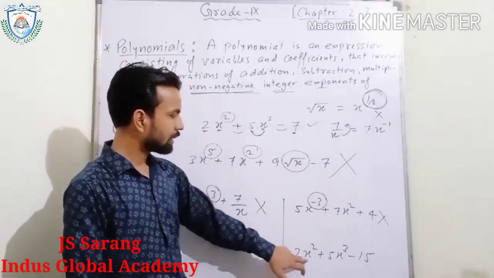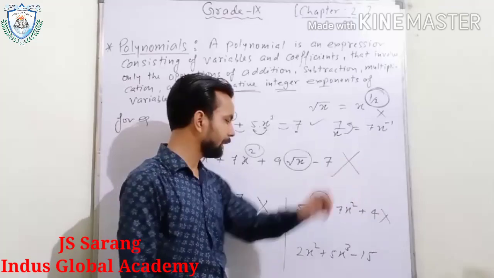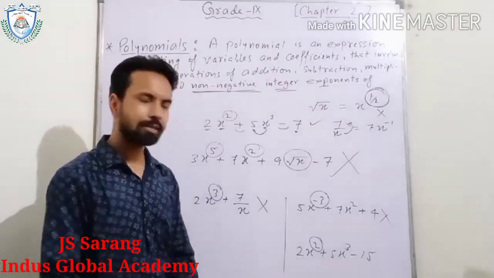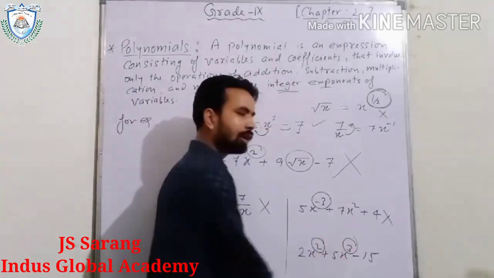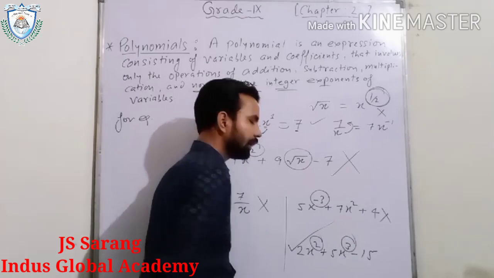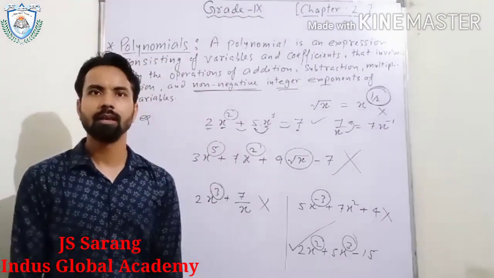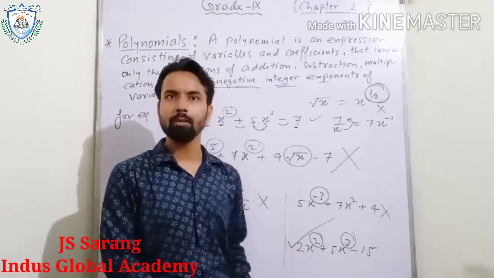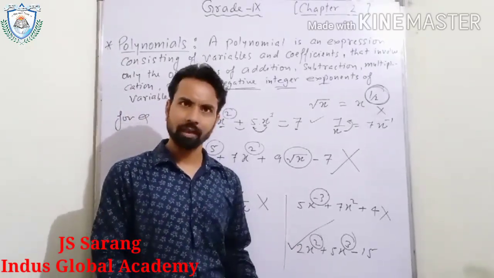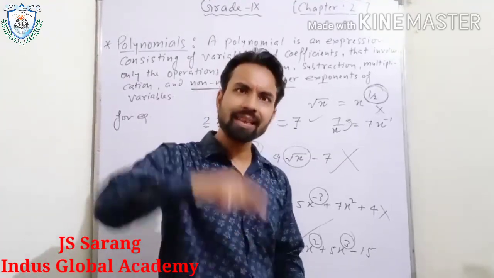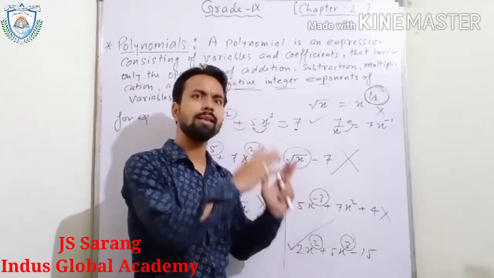Here, 2x square plus 5x cube minus 15. The power of x is what? 2. 2 is a non-negative integer. 3 is also a non-negative integer. That means this algebraic expression is a polynomial. Understood? Hope you can identify which is a polynomial and which is not a polynomial. So now the very first question of exercise 3.1 is the same as this.